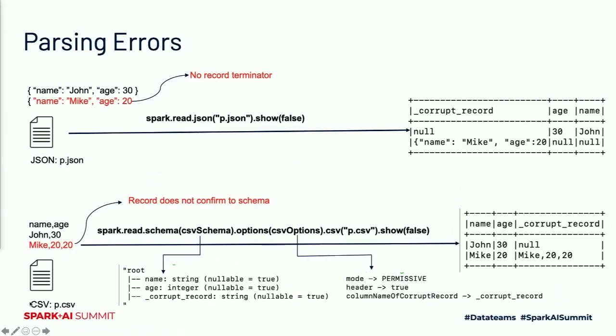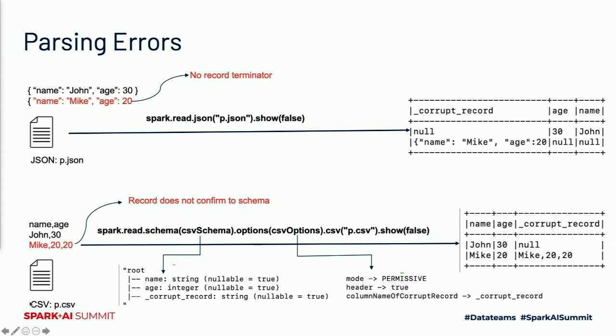So we have two rows. The second row is a problematic row because it has an additional column that does not conform to the schema. The schema has two columns, name and age. So in order to get the parsing errors, we need to provide Spark with the read schema. Here we see that we have added one extra column called _corrupt_record, which will be used by Spark to store the parsing error.